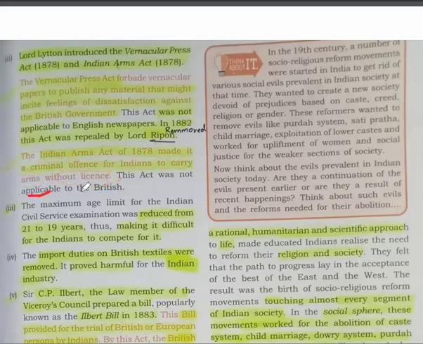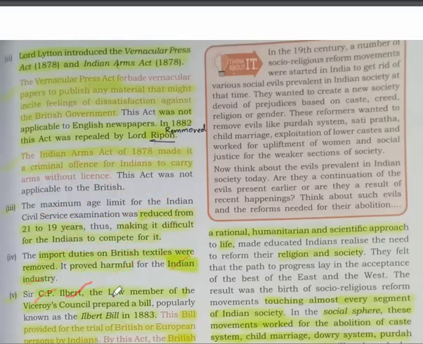This act was not applicable to the British. The maximum age limit for the Indian civil service examination was reduced from 21 to 19 years of age, thus making it difficult for the Indians to compete for it. Import duties on the British textiles were removed. It proved harmful for Indian industries.